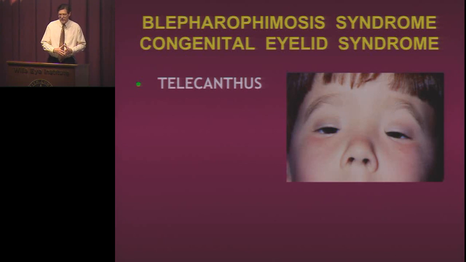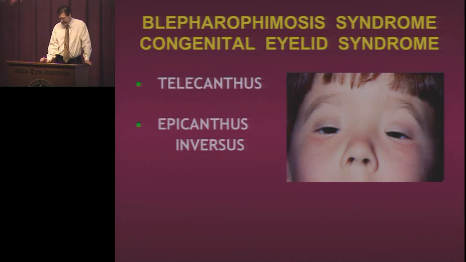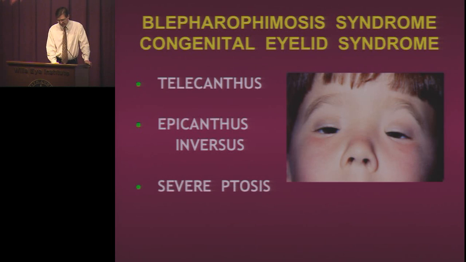What is blepharophimosis? What do you need to have it? Well, you have to have telecanthus, which we'll talk about in a second, epicanthus inversus, which we'll also talk about, but basically that means an epicanthal fold that's more prominent in the lower eyelid. It's almost pathognomonic of blepharophimosis syndrome. And severe ptosis, usually poor levator function, but not always. And phimosis just means shortening, so you're tight and short horizontally and vertically.